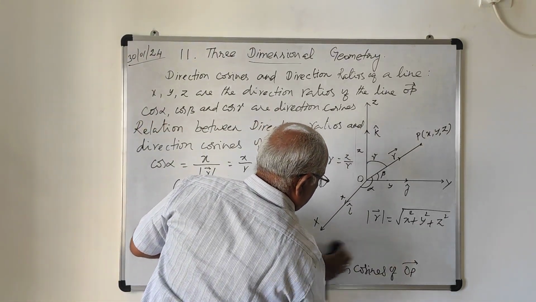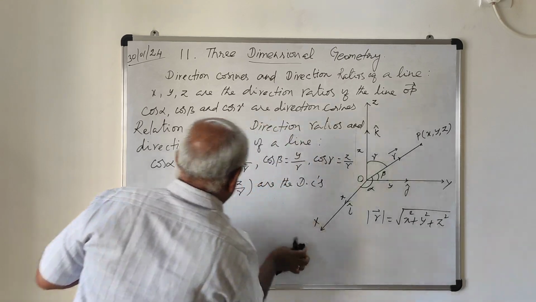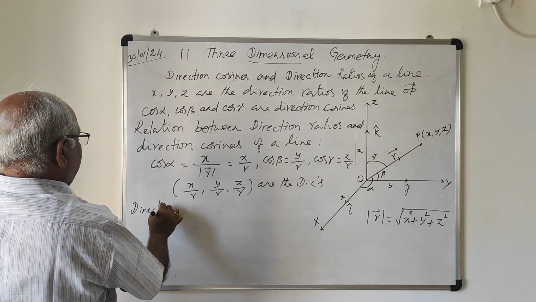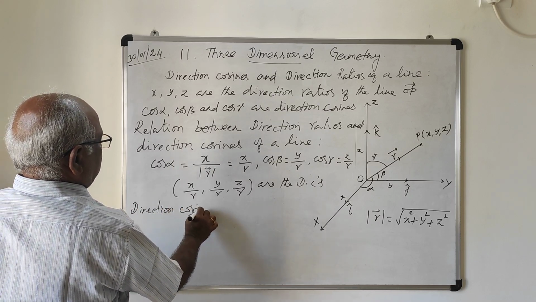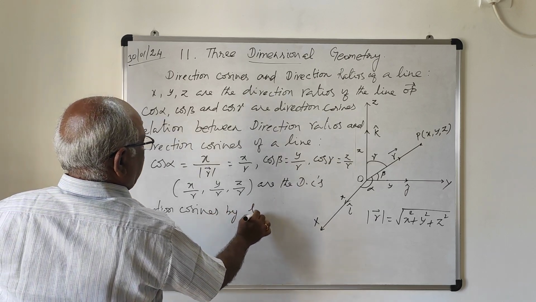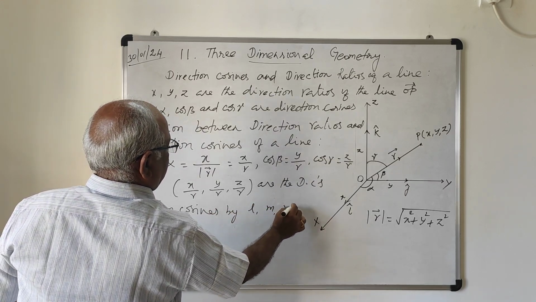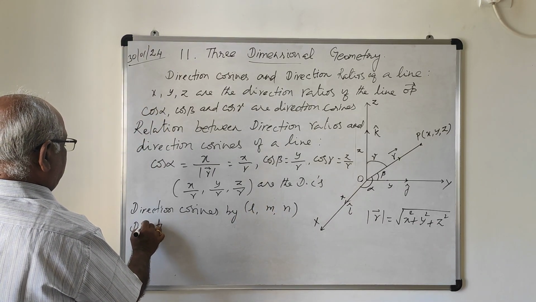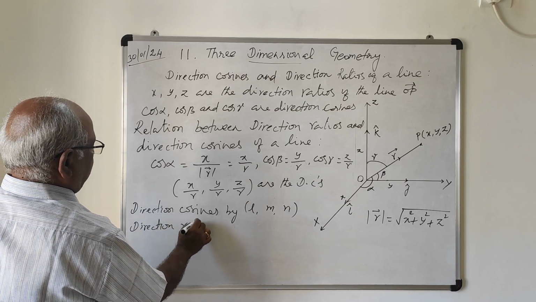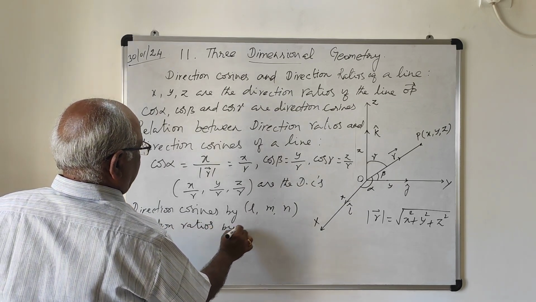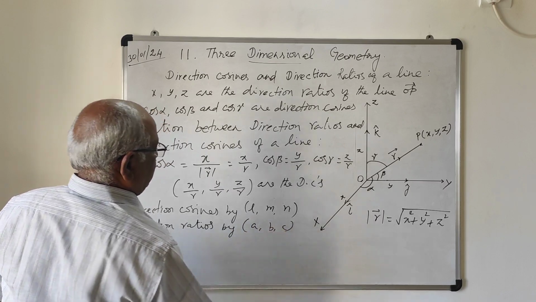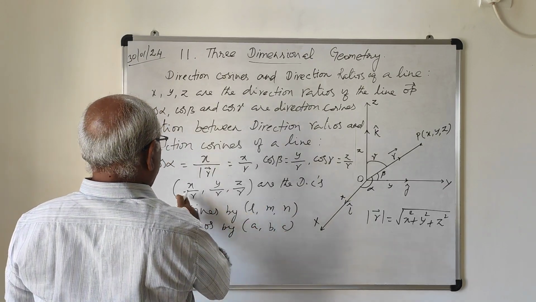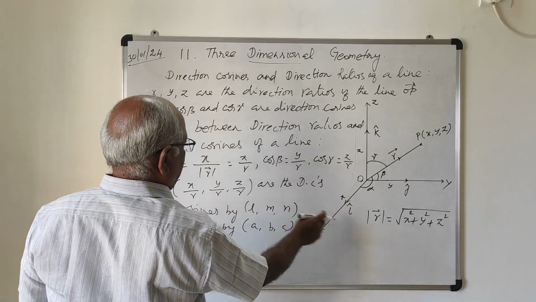You can consider the direction cosines, denoted by L, M, N, and the direction ratios, with the general notation A, B, C. So x, y, z are determined by A, B, C, and x by r, y by r, z by r are determined by L, M, N.